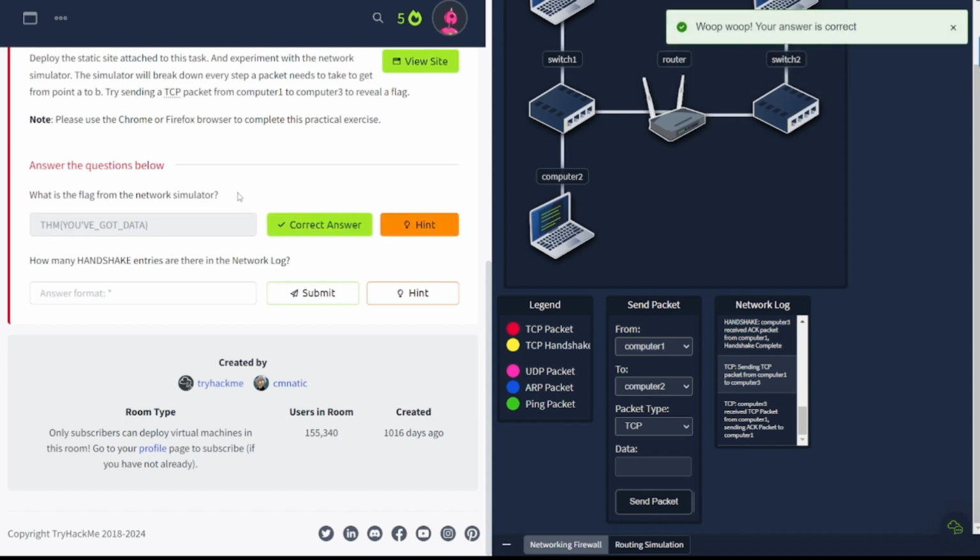How many handshake entries are there in the network log? Okay, well, let's go ahead and take a look here, guys. And let's see here, handshake entries. So there's 1, 2, 3, 4, 5. There we go.